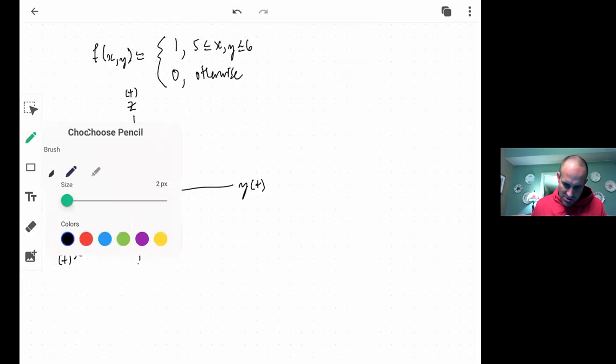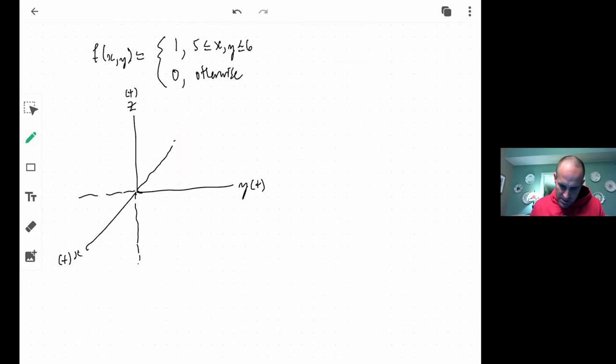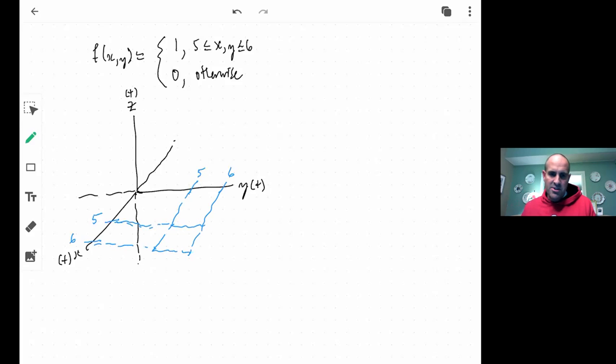Let me change colors here a little bit. Maybe I'll use blue. So let's say 5 is right here on the x-axis, and maybe 6 is right here. And over here, maybe this is 5, and this is 6. All right, so those are the x values between 5 and 6. So this little square of values is where I actually get something other than 0 for the function.